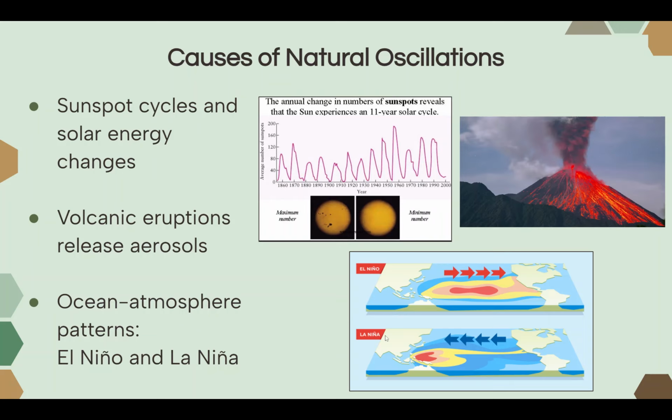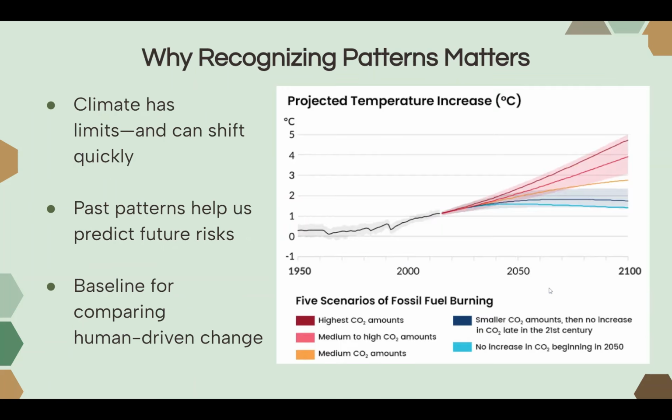El Nino and La Nina is the changing in ocean patterns, as you can see, where the warm ocean currents shift direction, and so do the winds. And this can cause major disruptions or changes in the climates of different regions on Earth.